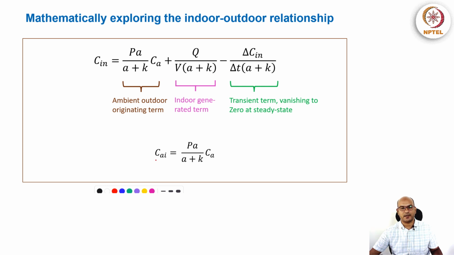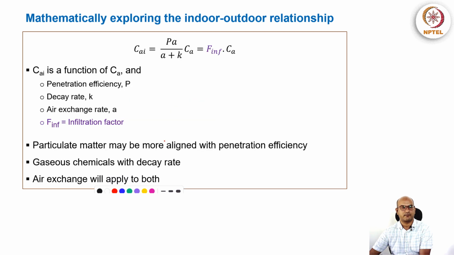So we can write our ambient air determined concentration as this factor, where C A is the concentration in the ambient outside air and this is the concentration indoor due to the outdoor originating concentrations. And this F INF becomes our infiltration factor.